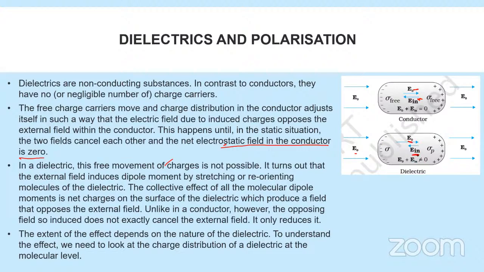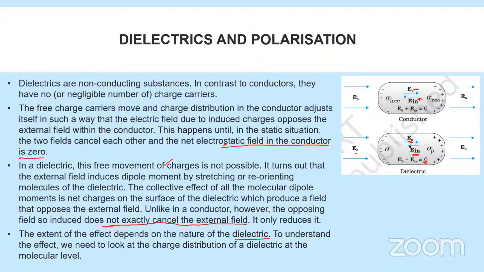E0 is your external field. E induced over here is due to the net charge on the surface that is being produced by the molecular dipoles. But in a conductor, as you can see, they cancel each other out while opposing each other. In a dielectric, the opposing field is so induced that it does not exactly cancel the external field. It will reduce it, but it will not be zero, it will not cancel each other out. So this is the nature of a dielectric.